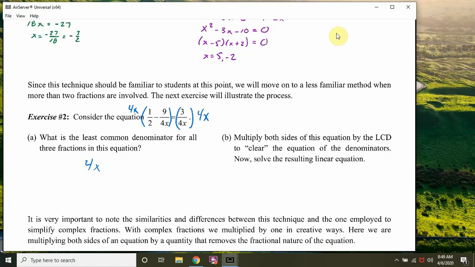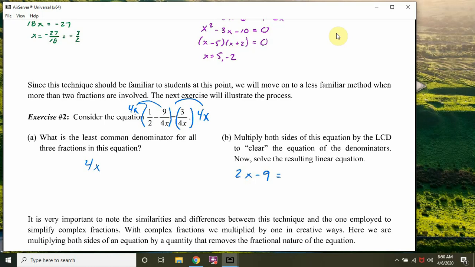So again, these get distributed to the numerators. Well, let's see. When I distribute a 4x to the 1, I get 4x divided by the 2 below it is 2x. 4x distributed to the 9 is 36x, divided by the 4x below it just takes us back to the minus 9. Basically, the 4x is canceled.